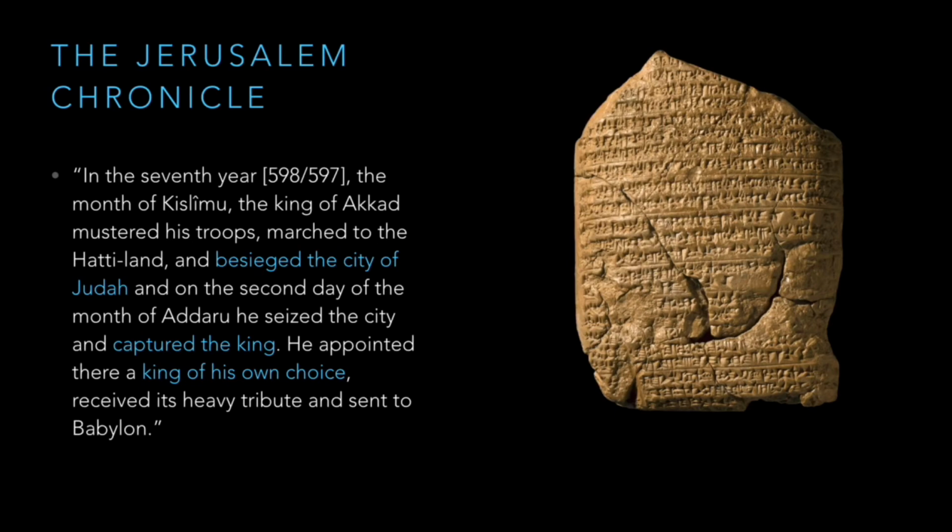In the 7th year, the month of Kislevu, the king of Akkad, aka the king of Babylon, mustered his troops, marched to the Hatti land, and besieged the city of Judah. And on the 2nd day of the month of Adaru, he seized the city and captured the king. So there are 3 main points which I highlighted in this. First, he talks about the besieging of the city of Judah, or Jerusalem. Then he mentions that he captured the king, and he also states that he appointed a new king of his own choice. This event is described in the Bible in 2 Kings chapter 24.